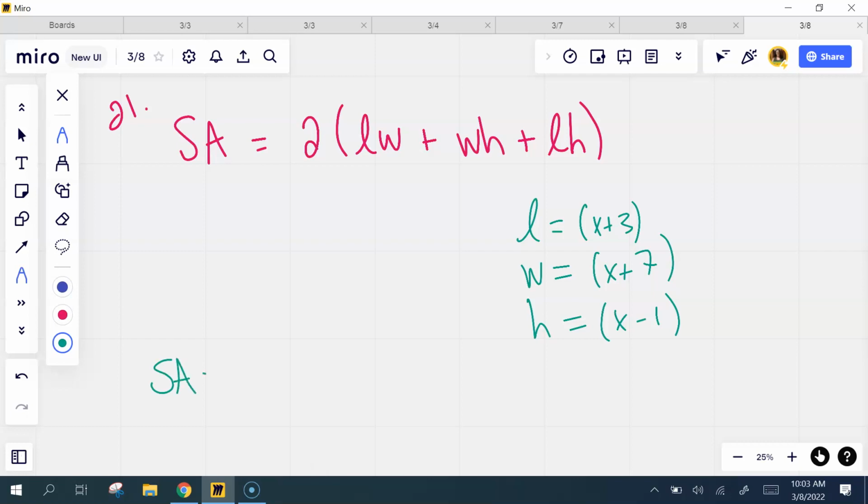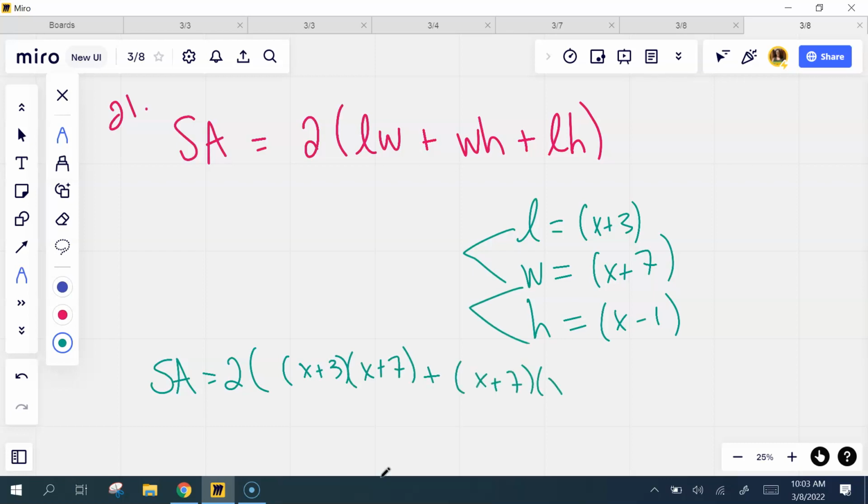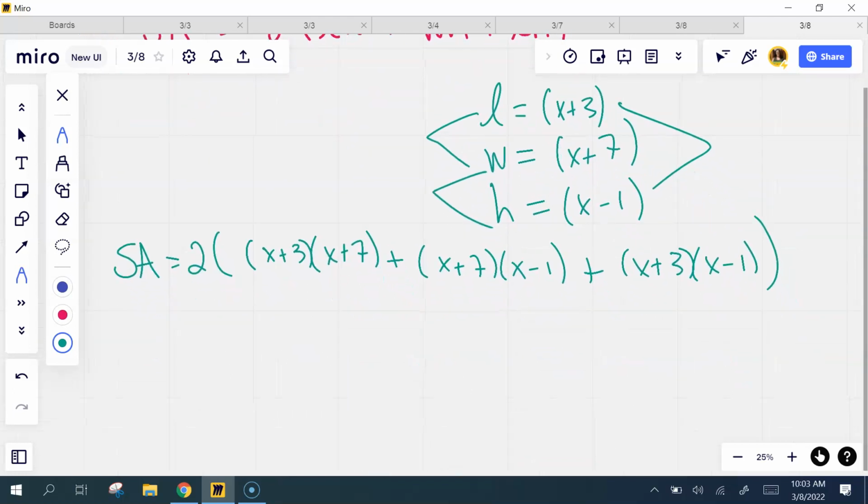So the surface area of this rectangular prism is going to be 2 times, and I'm going to do length times width, x plus 3 times x plus 7. And then I'm going to do width times height, so x plus 7 times x minus 1, plus, and then I'm going to do length and height, so x plus 3 times x. Okay, nothing to do but to do it.